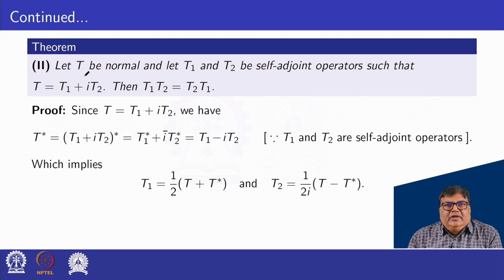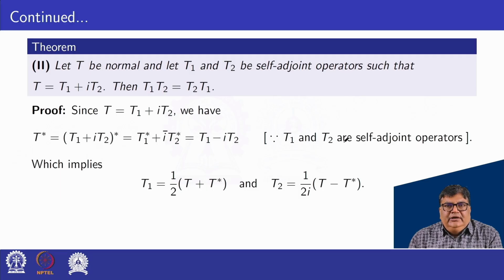Next theorem. Let T be normal and let T1 and T2 be self-adjoint operators such that T is equal to T1 plus i T2, then T1 T2 is equal to T2 T1. Proof. Since T is equal to T1 plus i T2, T star is equal to star of T1 plus i T2. So as per the above theorem, we have T1 star plus i bar T2 star. So i bar is minus i, that is T1 minus i T2.